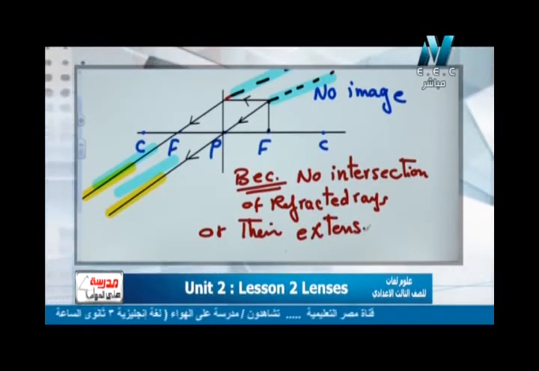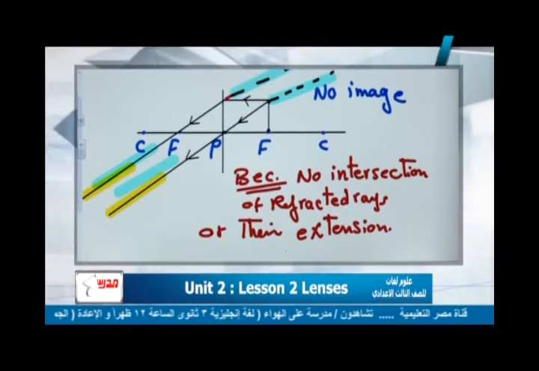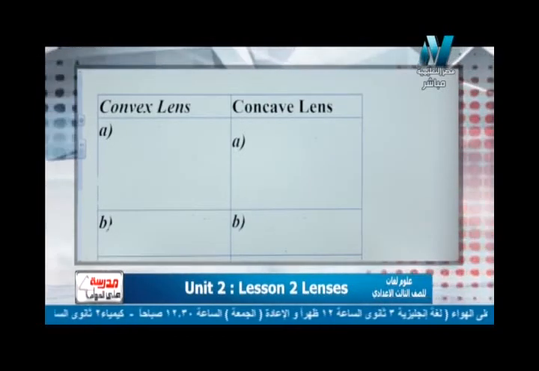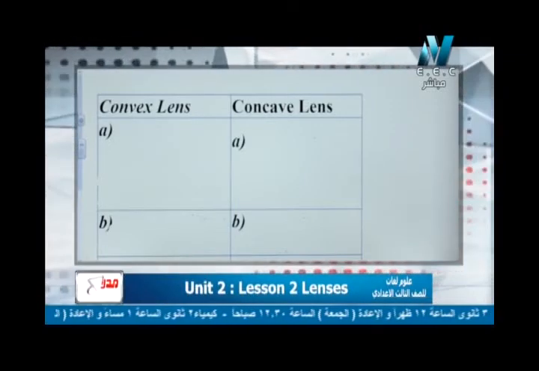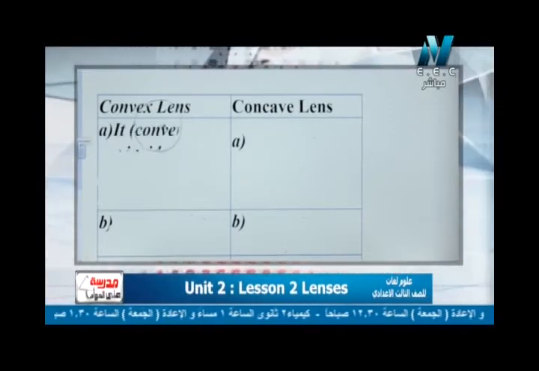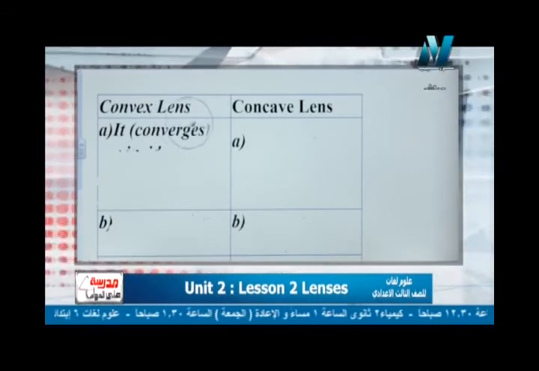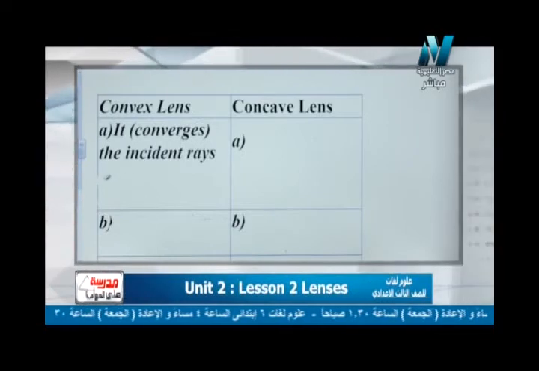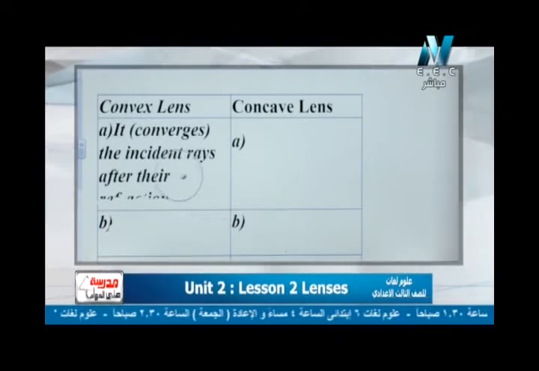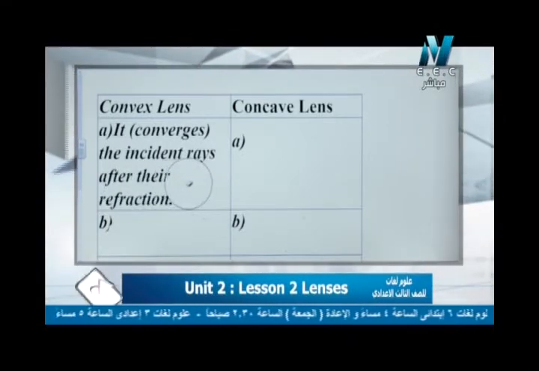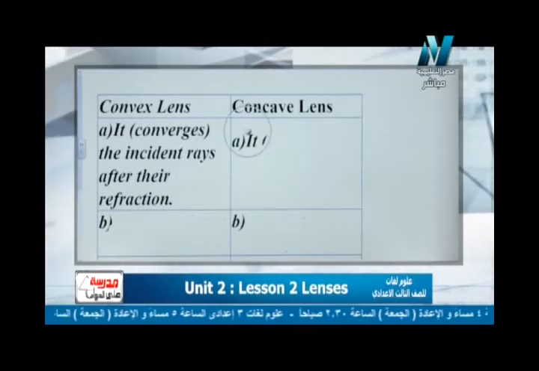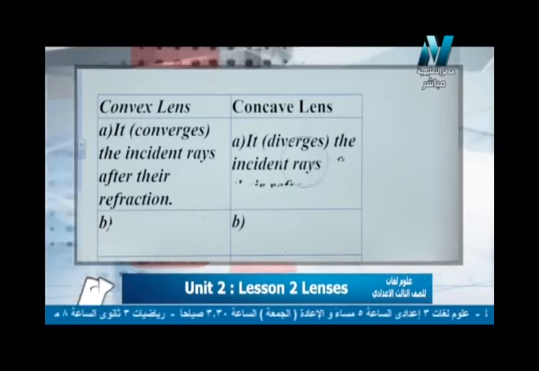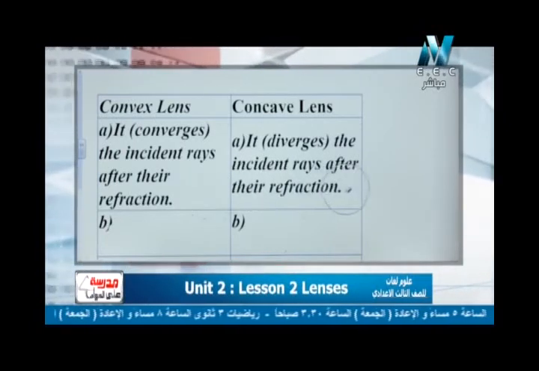Okay, so dear students, as you see we have to compare here between the convex lenses and the concave. Number one, the convex lens converges the light. The incident rays, after refraction, they collect. But the concave lens diverges, which means it separates the incident rays after their refraction.